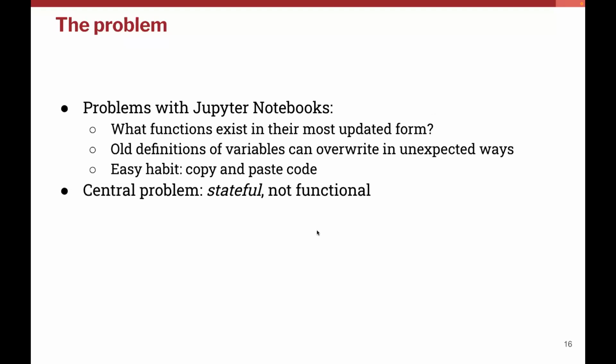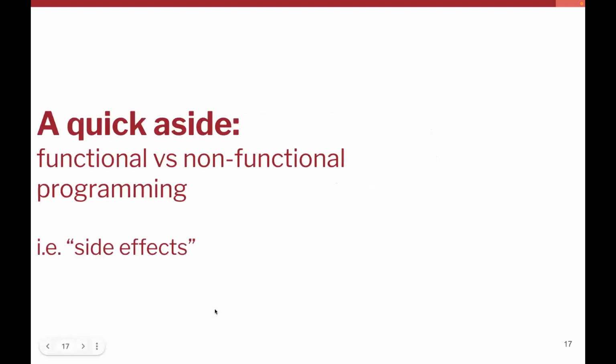So for example, if you have some variable like the data loader, and then you write some code that makes it obsolete, it's still in the namespace, so if you try to use it later, it's still available. That's a little bit weird. Again, copying and pasting code is still a problem. The central problem is just statefulness versus functionalness.